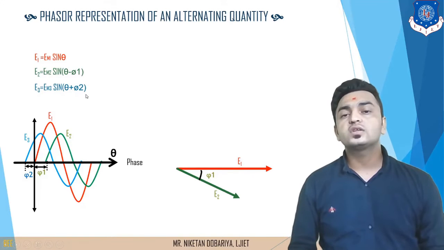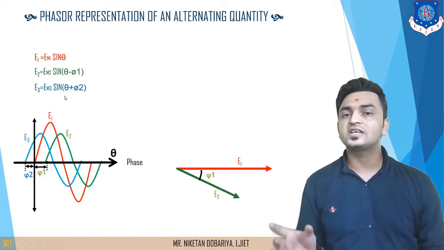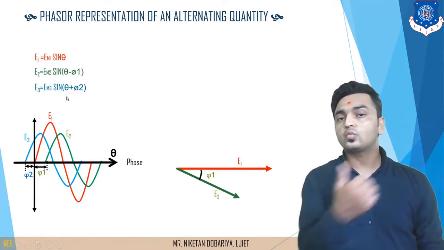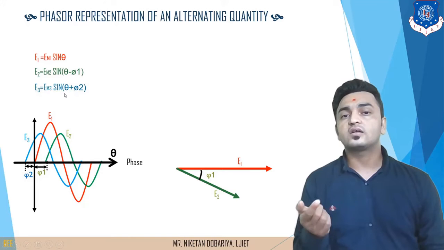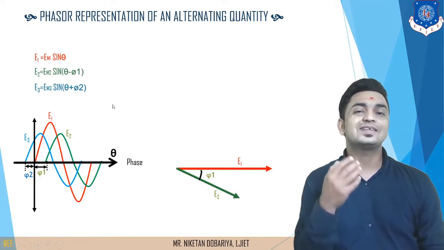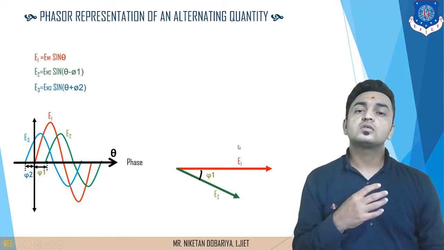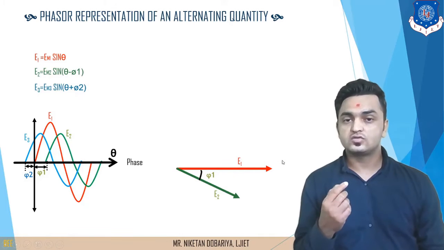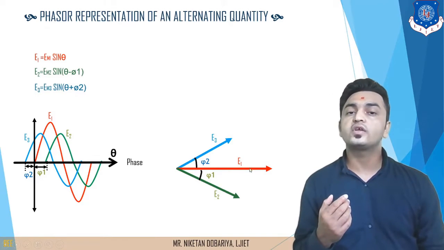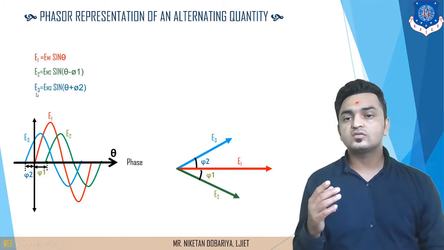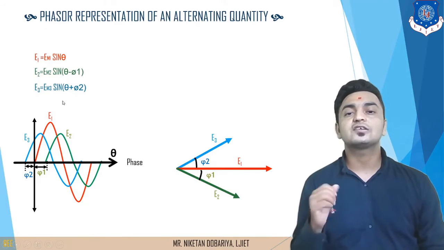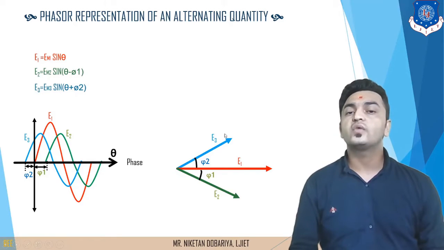Similarly, if we draw the third phasor E3, it has magnitude EM3. Based on this magnitude, we define the length of that vector, and the angle of that vector is defined by this plus phi 2. That is a plus angle, and when we have a plus angle, we plot it in anti-clockwise direction. So we consider the plus phi 2 angle over here in anti-clockwise direction, and based on the magnitude of this third voltage, we plot this third vector. So these are the three phasors of these three voltages.